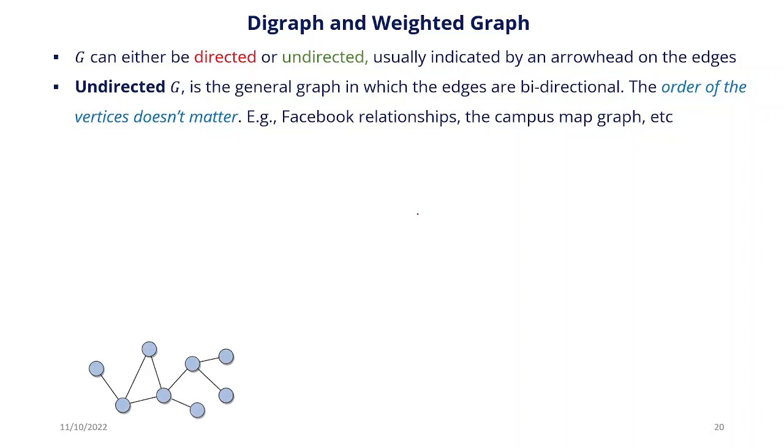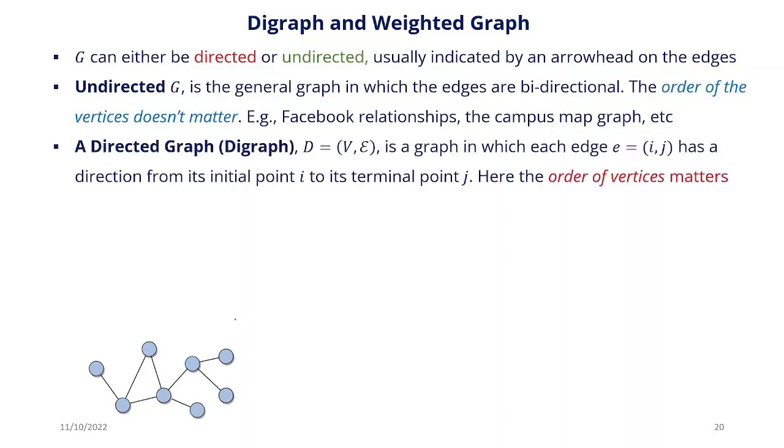So we see an example here. You see the nodes or the vertices are connected by the edges in this graph. There is no arrow indicating which direction the edges are going. On the other hand, a directed graph, which we call digraph for abbreviation, is also a pair of edges and vertices. However, this is the graph in which each edge has a direction from its initial point to its terminal point. In this case, the order of the vertices matters.